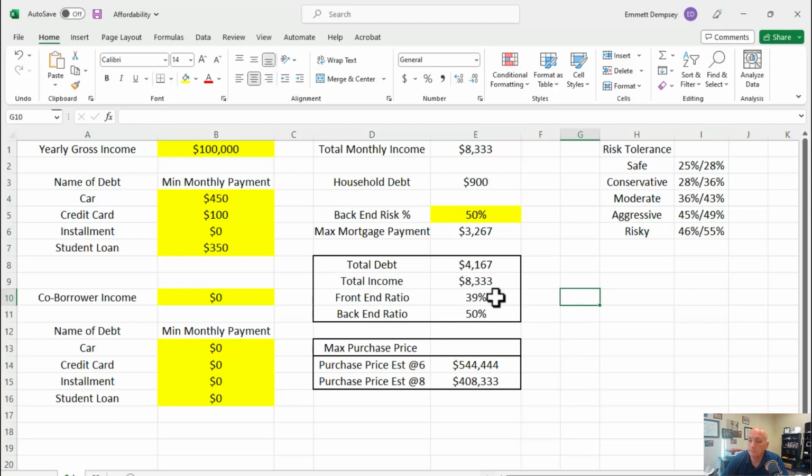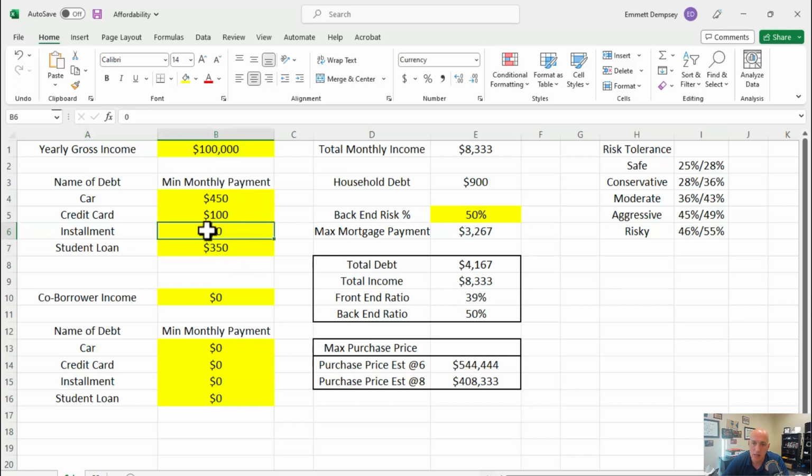Anyhow, your maximum payment will be $3,200. That's the maximum mortgage payment you can afford. What that translates to at $6 per thousand is like $544,000, and at $8, about $400,000. So I would say $400,000 is roughly how much home you can afford on a $100,000 salary with different debts. Like I said, you can play with this as best you can, and with other debts too, like student loan installments, or say you own other properties. That's all going to factor into it.